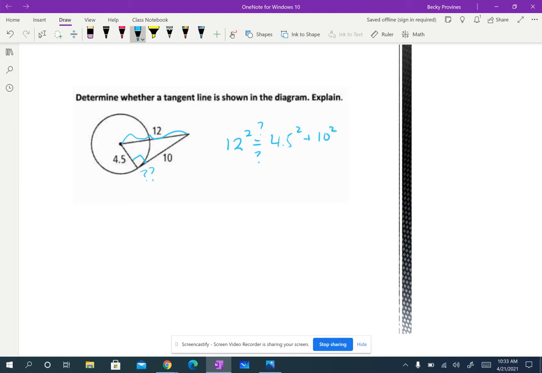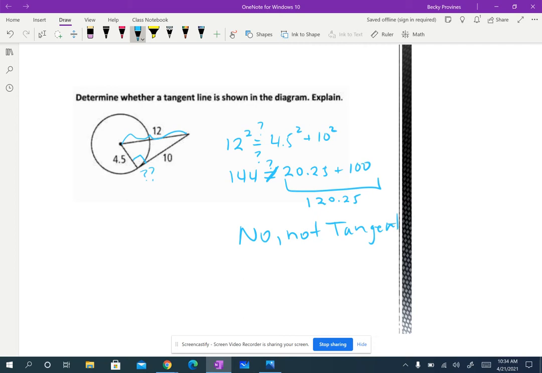And let's go ahead and grab a calculator and see if this works. 12 squared is 144. Is that equal? 4.5 squared is 20.25 plus 100. Now, when you add these two together, you get 120.25, which, as you guys can tell, they are not equal. So I'm going to put a big slash through there. So, is it tangent? No, it is not tangent. And the reason we know is because it is not a right angle, because we know that because of the Pythagorean theorem inverse.